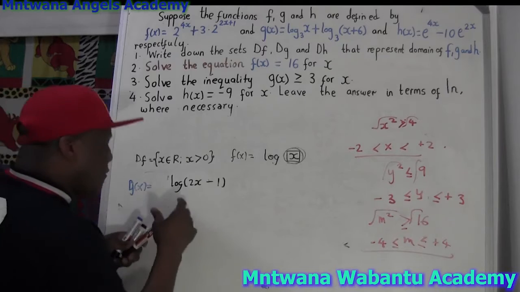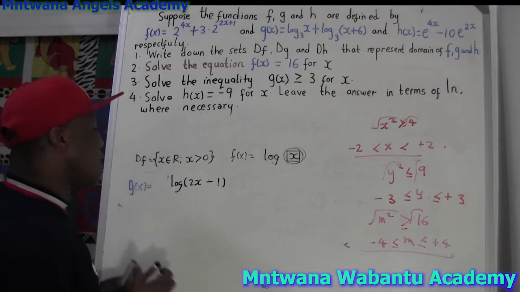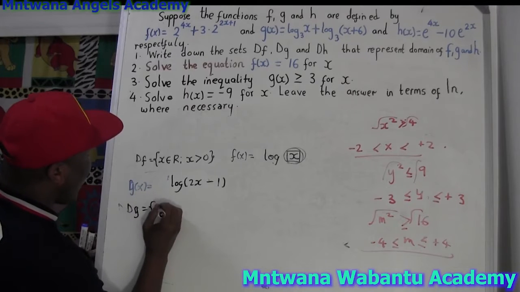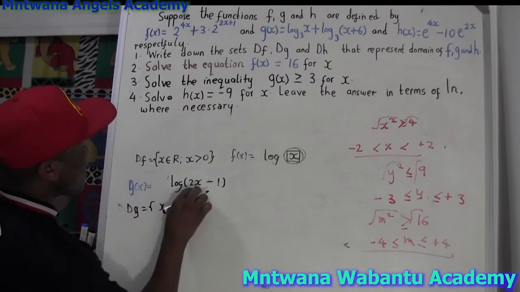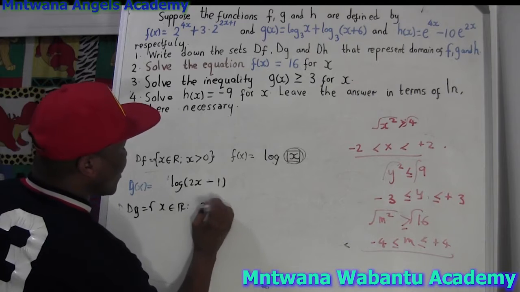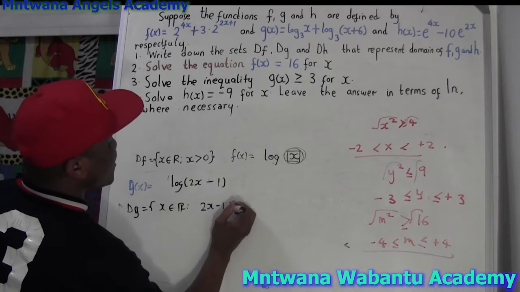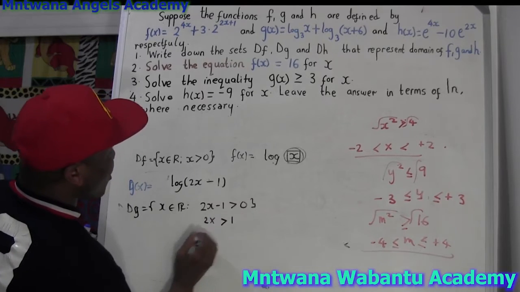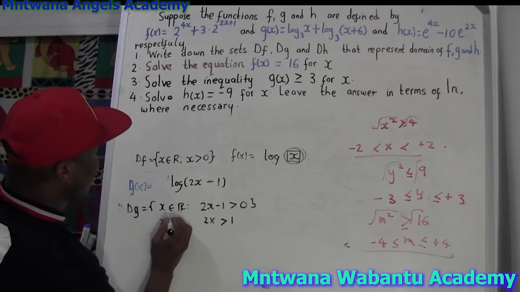So anything in front of the log must be greater than 0 if there's a log. So I'm going to say the domain of G equals x, an element of the real numbers, whereby anything in front of the log, which is this one in this case, we know it must be greater than 0. So for that case, this one will go over: 2x greater than 1, and here you write x is an element of the real numbers.